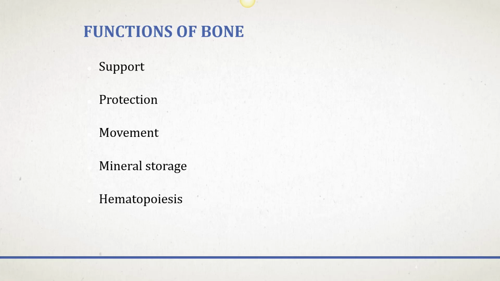Mineral storage is huge, and the minerals that we predominantly store in the bone are going to be calcium and phosphorus. Calcium has so many essential roles in the body, and we'll learn about some of those roles as we go through here. Another major function of the bone is hematopoiesis. And hematopoiesis is the production of blood cells. This is both red blood cells and white blood cells, and this happens in the bone marrow.